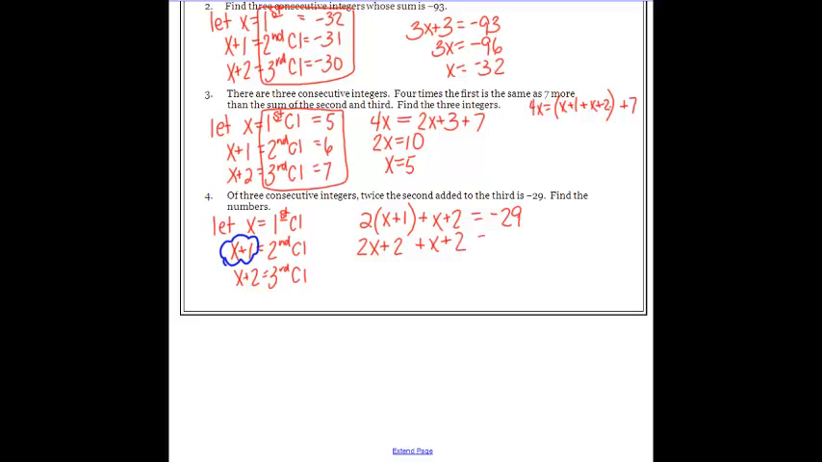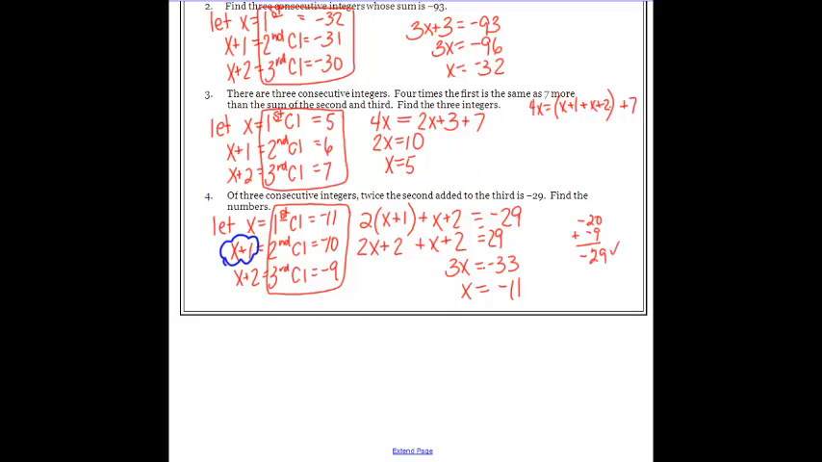And once I simplify that, I get 3x equals -33 and x equals -11. So again, this is -11, -10, and -9. Does that check? Twice the second, so -20 added to the third, -9. It does check that it's -29.